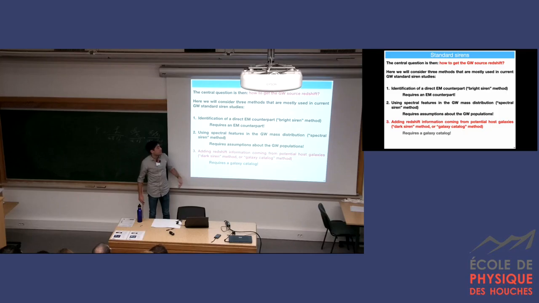And so on Friday, I will go more into the details of these three methods, and I will recollect what we know so far from the LVK. And finally, in the end, I will also tell you a bit more about massive black hole binaries, because they can be used as bright sirens, as Alberto will tell you tomorrow, I guess, or on Thursday, and EMRIs, because EMRIs can be used as dark sirens. Okay, I think I will probably stop here.